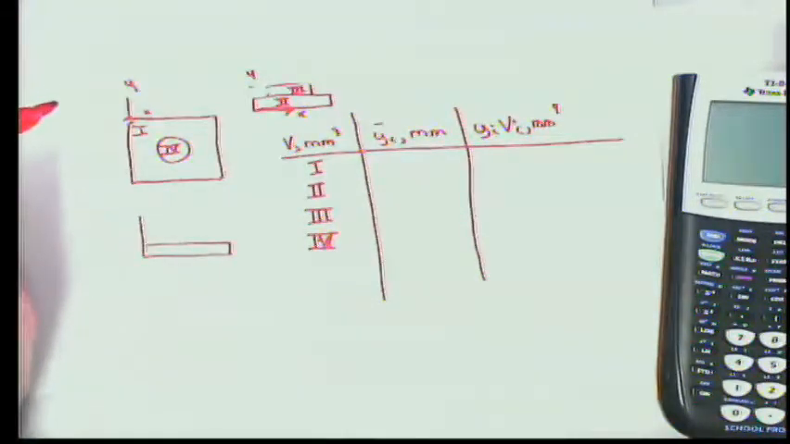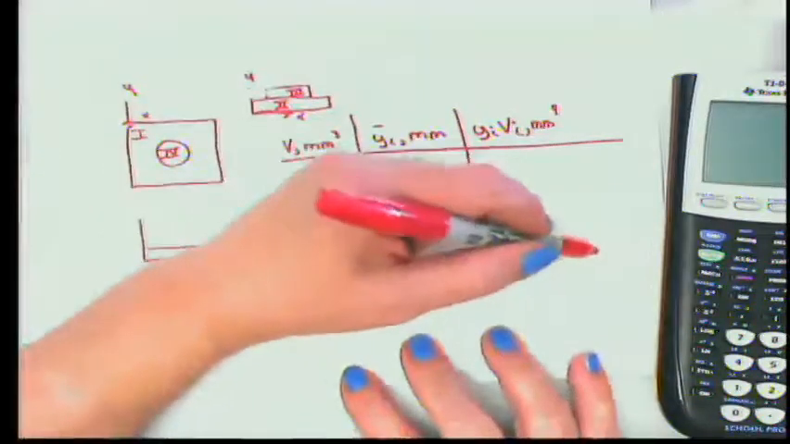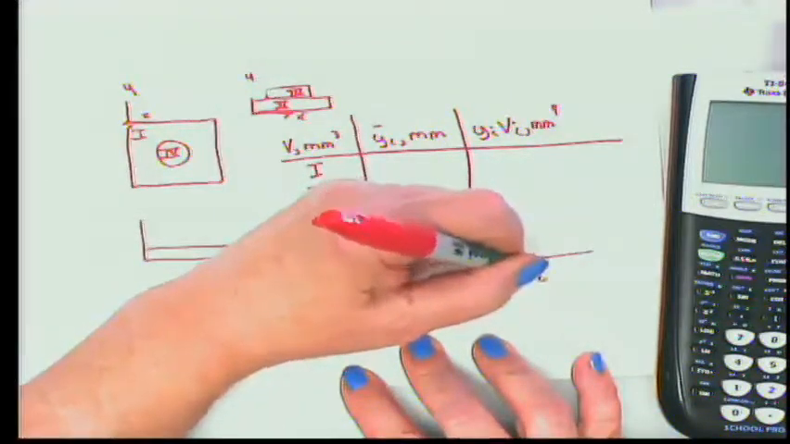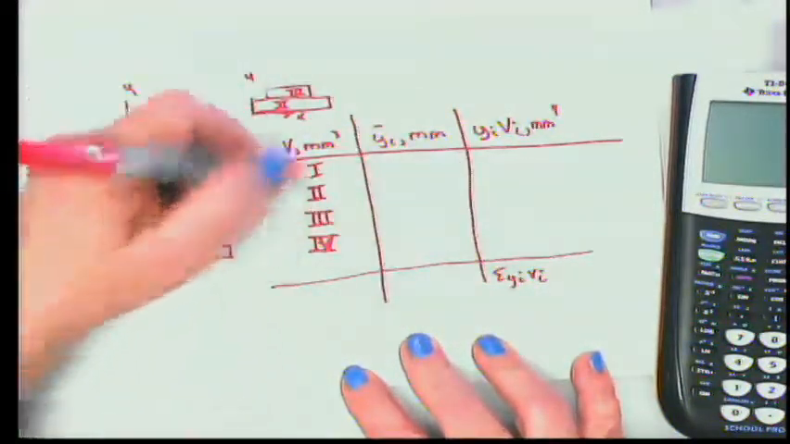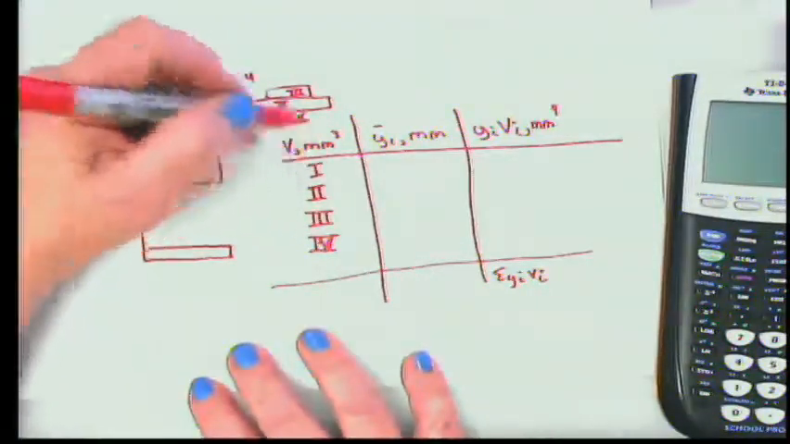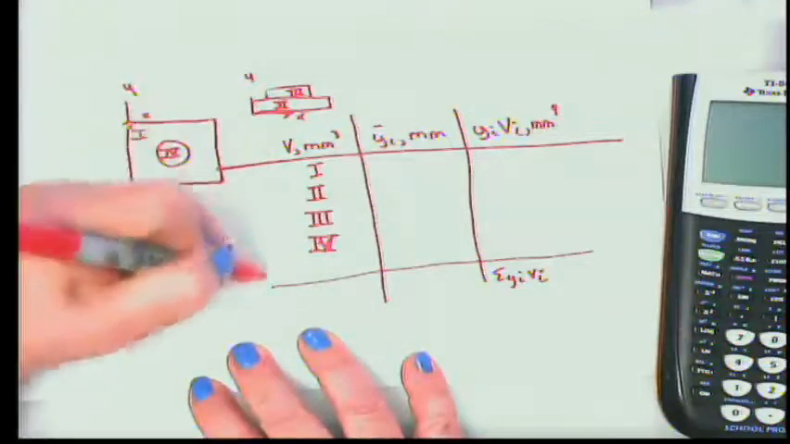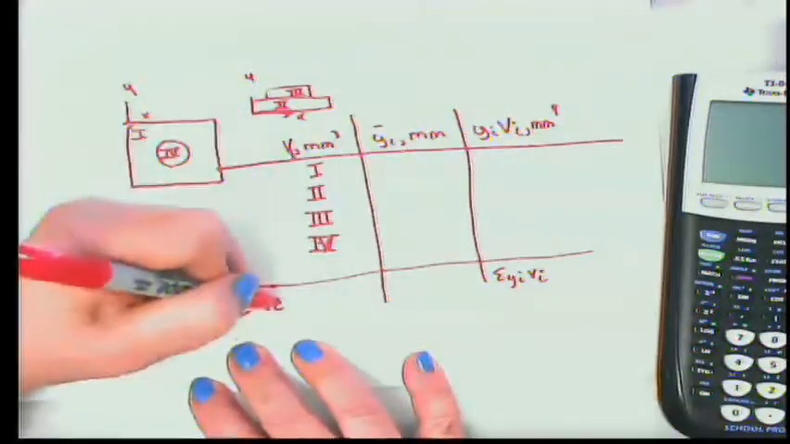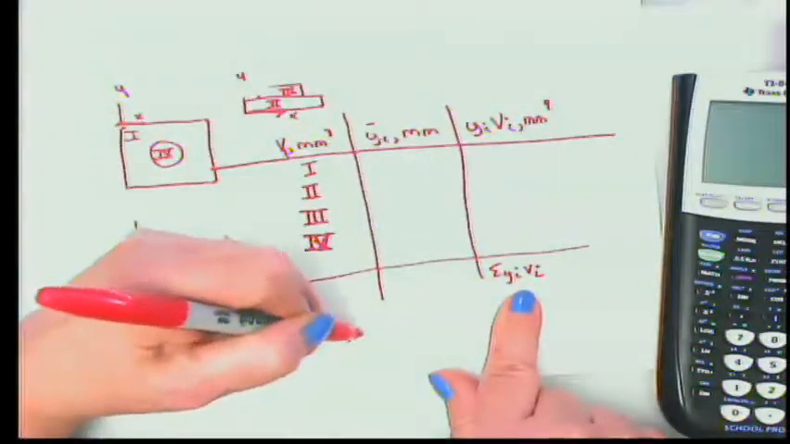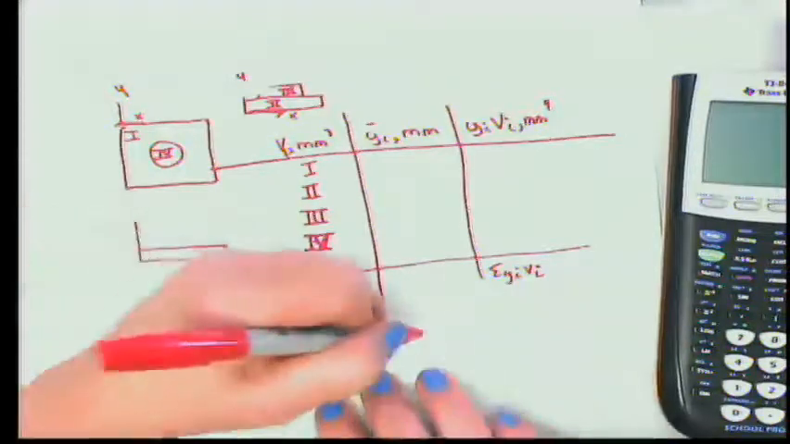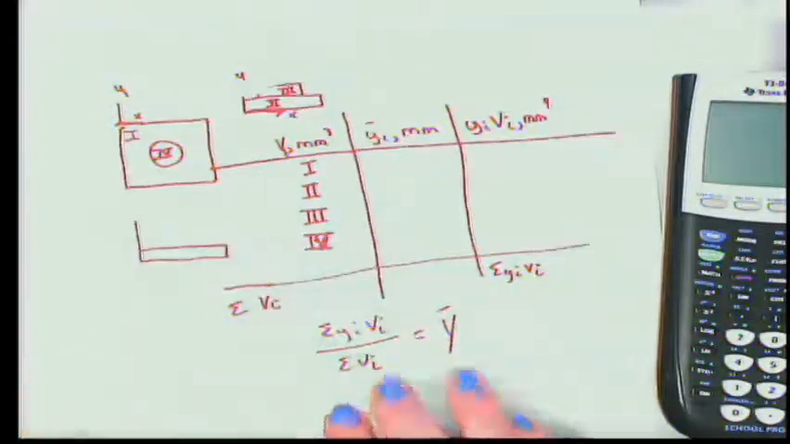And then I just need to sum this up and sum this up. I don't know why I put these down here, because I need to do my calculations here. So let me just expand this out. And then my volume, this is the summation of the volumes, okay? So then I can just take the summation of yi vi divided by the summation of the vi's, and I will get my y bar of the composite shape.